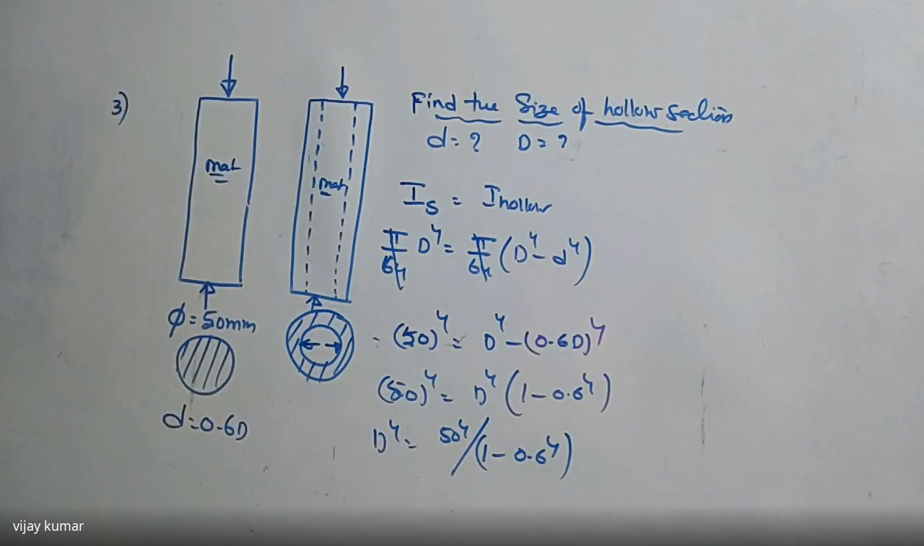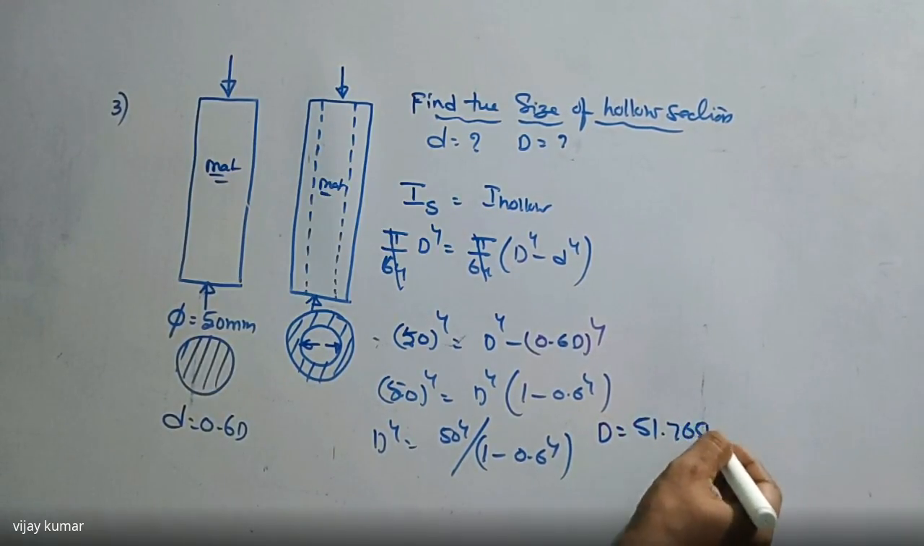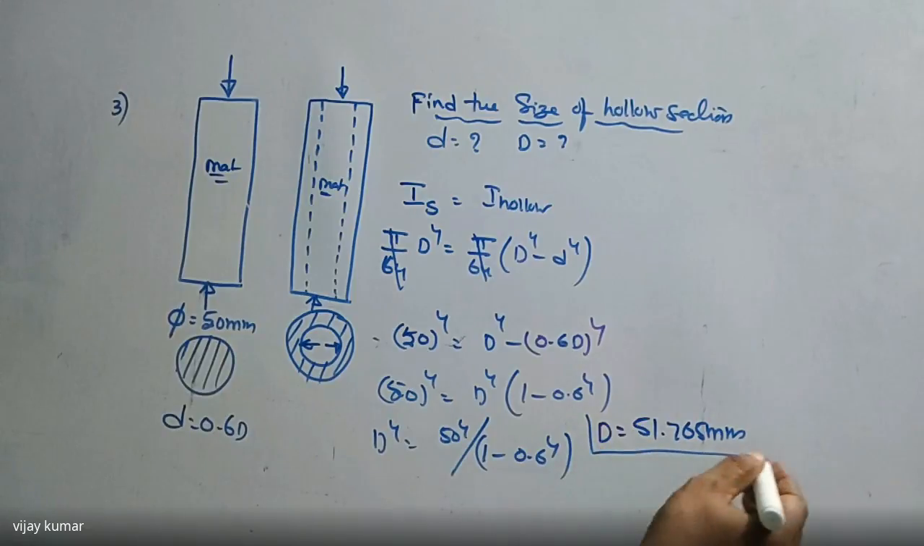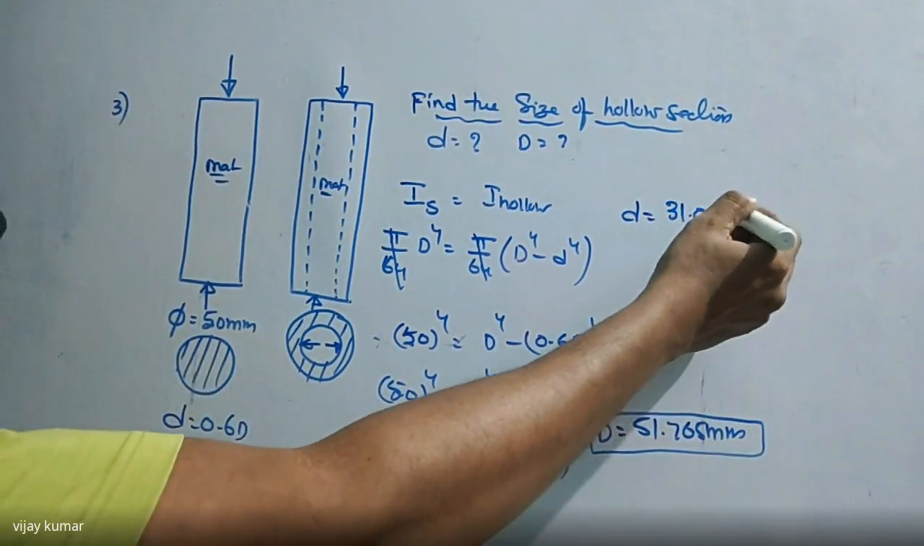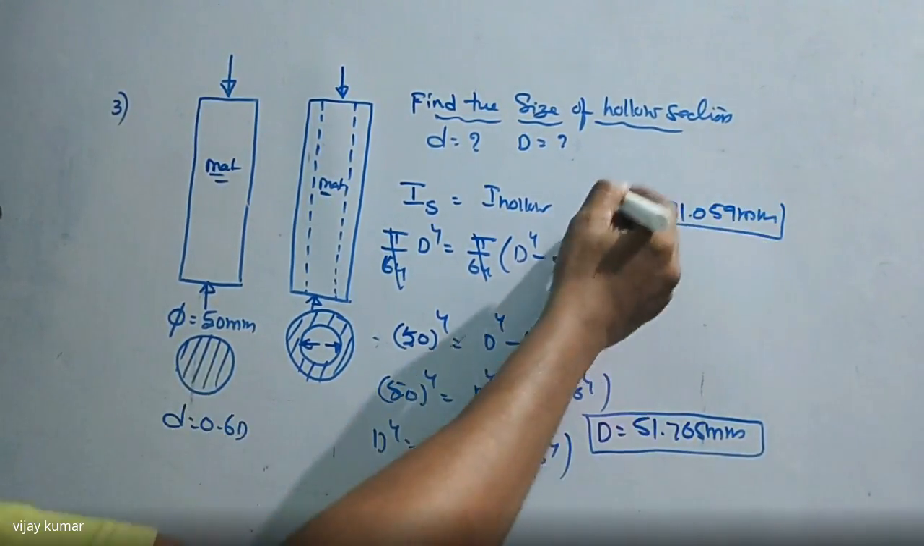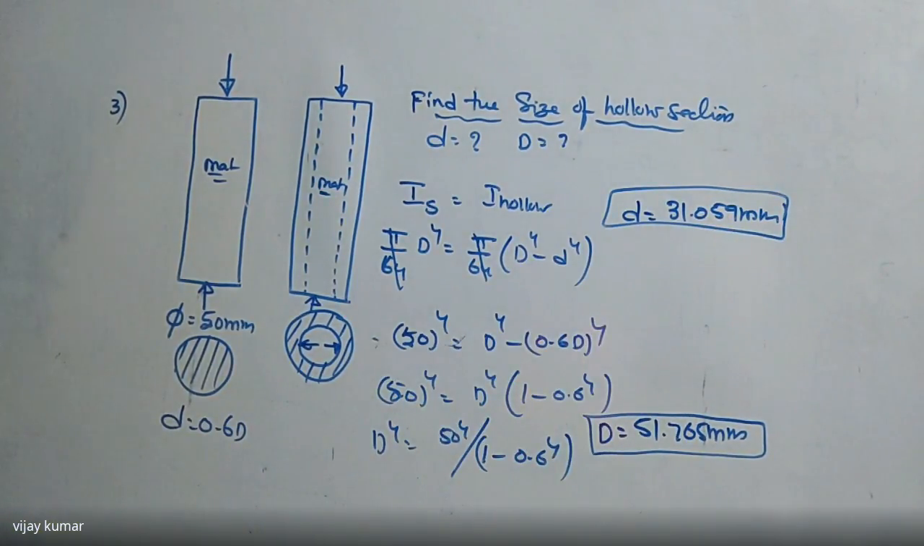I am getting here 51 point. Capital D is equal to 51.765 mm. That is the value of capital D. How to find the small d here? We can write 0.6 into 51.765, which is 31.059. So small d is equal to 31.059 mm, the internal diameter, and capital D is equal to 51.765 mm is the external diameter.